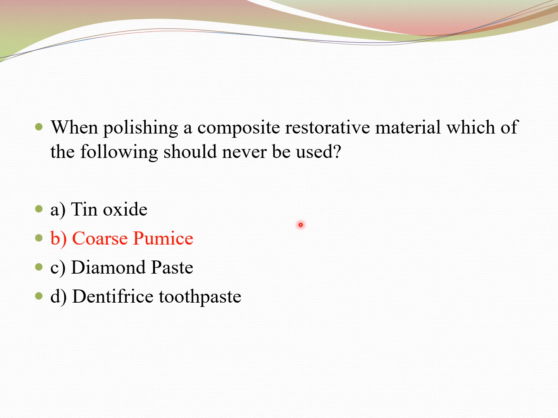Of course, we're not going to use a coarse pumice. A tin oxide can be used to polish a composite, not necessarily when we're doing a prophy, but it can be used to polish and smooth out any imperfections on the restoration. A diamond paste, a very, very thin polish, can be used to increase the luster of a scratched composite.